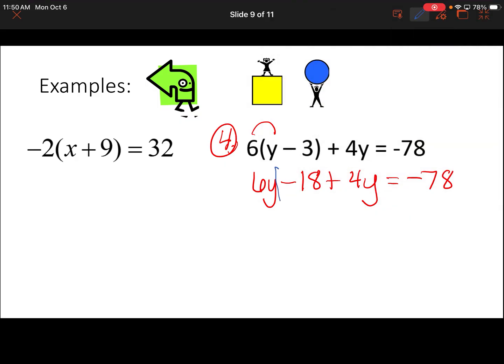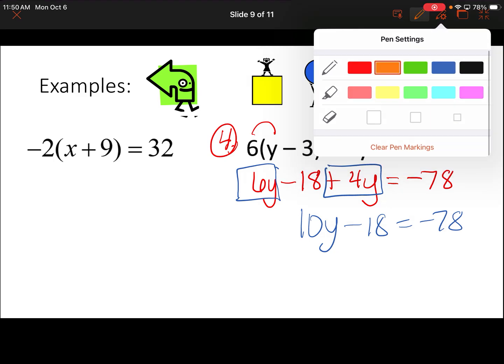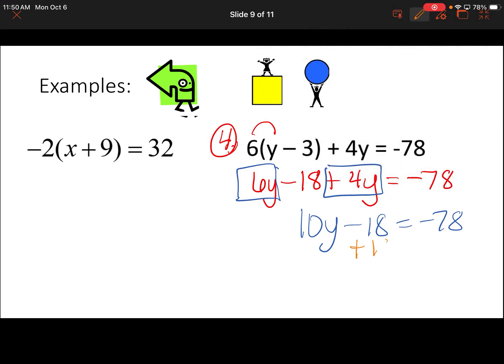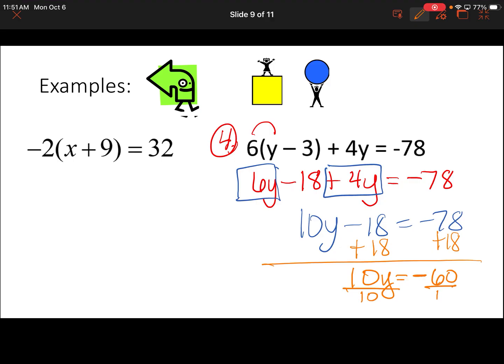Then we're going to take 6y and 4y and get 10y, minus 18 equals negative 78. You got to keep track of all of that integer work. Adding 18, I hope you don't add up 78 and 18. That would be incorrect. It's 10y equals negative 60. If 10y is negative 60, what's y going to be?